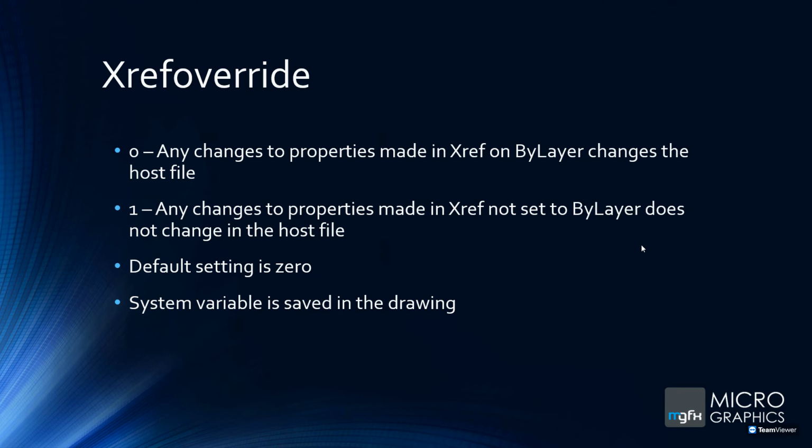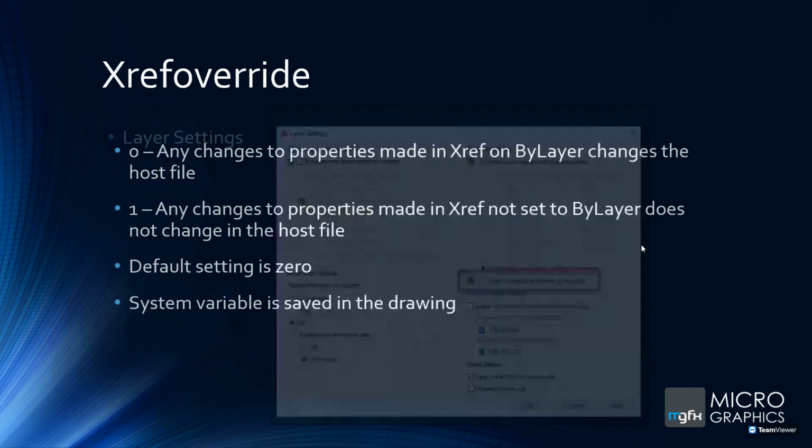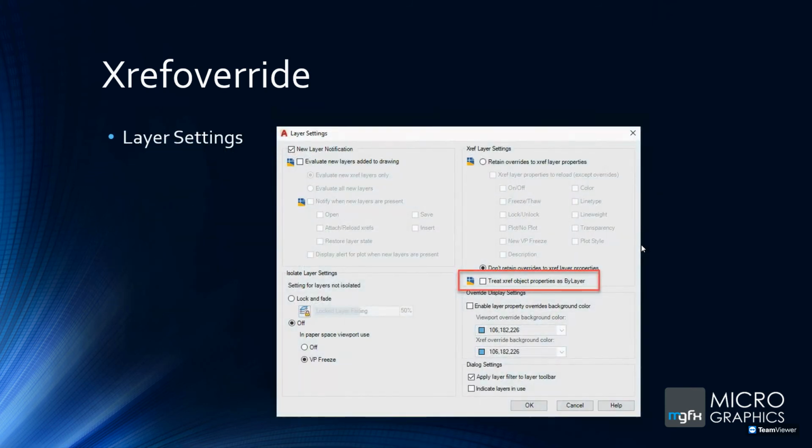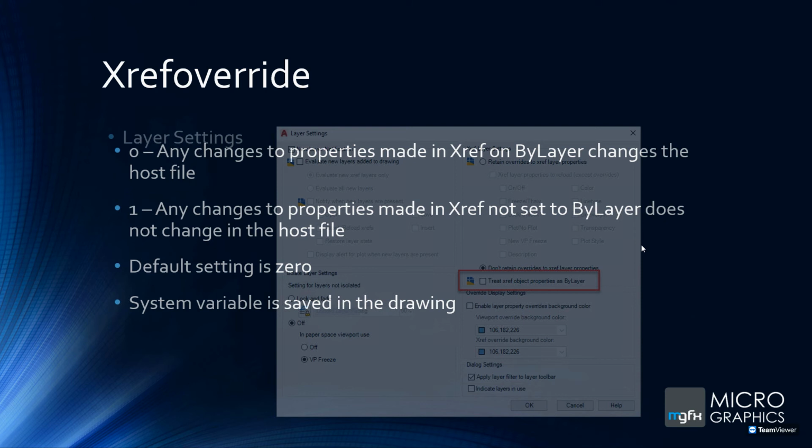So this is actually from drawing to drawing. Sometimes in the drawing you want it to be 0, and sometimes you want it to be 1. And where that is, is treat Xref object properties as by layer. So that would be setting your Xref override to 0.